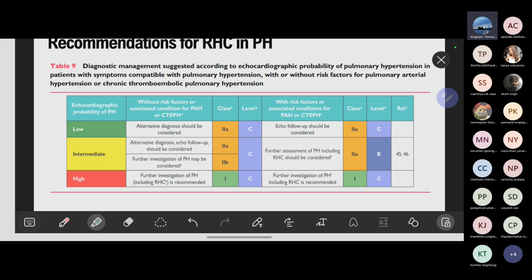And as I mentioned previously, pulmonary hypertension assessment should be routinely used in all patients who undergo echocardiography. So if the echocardiogram shows a high probability of pulmonary hypertension, the patient should go for right heart catheterization to confirm the diagnosis of pulmonary hypertension.